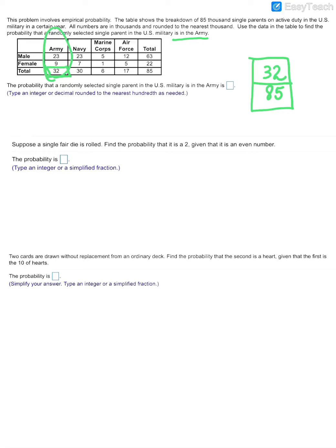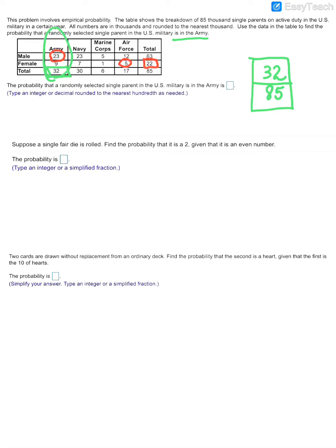Now there are lots of different questions that they could ask with that particular table. So for example, if they only wanted to ask you about the number of males who are in the Army, I'd only look at the 23. Or if they wanted to know about the number of females who are in the Air Force, then I could look at 5. Or perhaps they want to just focus on total number of females that are in any branch, then I would be looking at the 22. So just pay attention to which particular part of the table that they are interested in.